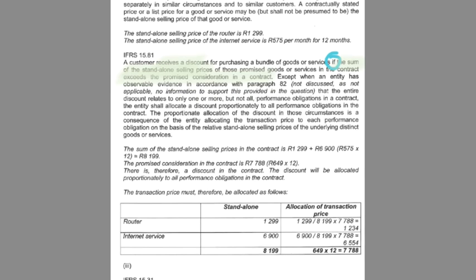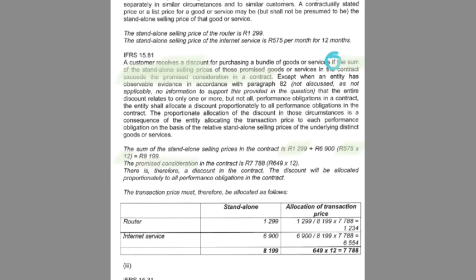So now we need to go and test, is there a discount in this specific contract? They didn't explicitly say it in the given information, but is there maybe a discount? So if we go have a look, the sum of the standalone selling prices. We know what the standalone selling prices are. For the router, it is 1,299 Rand, and for the internet service, it is 575 times 12 months. So the total standalone selling prices is 8,199. What is the promised consideration in the contract?